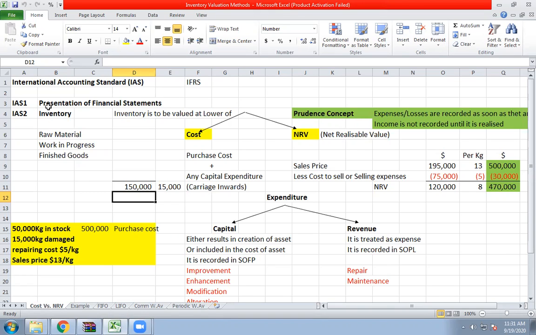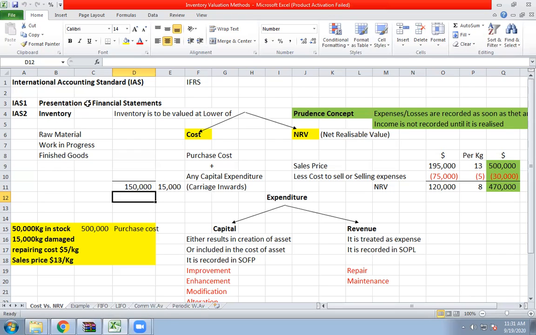IAS1, the name of this accounting standard is presentation of financial statements. IAS stands for International Accounting Standard. The number is 1. The name is presentation of financial statements. This standard shows us how to present the financial statements. When we say financial statements, it means the statement of profit and loss, statement of financial position, which we have studied in our subject, and the statement of cash flows. These are the three statements which we shall go through in our syllabus area for this subject.